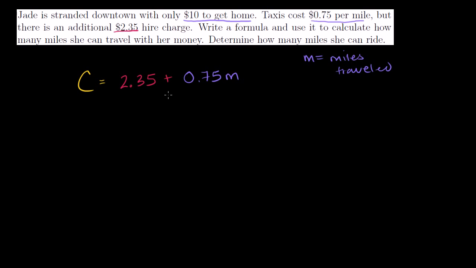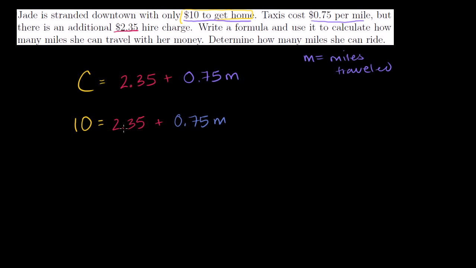Miles traveled. So this is the equation. We know that she only has $10 to get home, so her cost has to be $10. So we have to say the cost has to be $10. So 10 is equal to 2.35 plus 0.75 m. So how do we solve for m, or the number of miles Jade can travel?